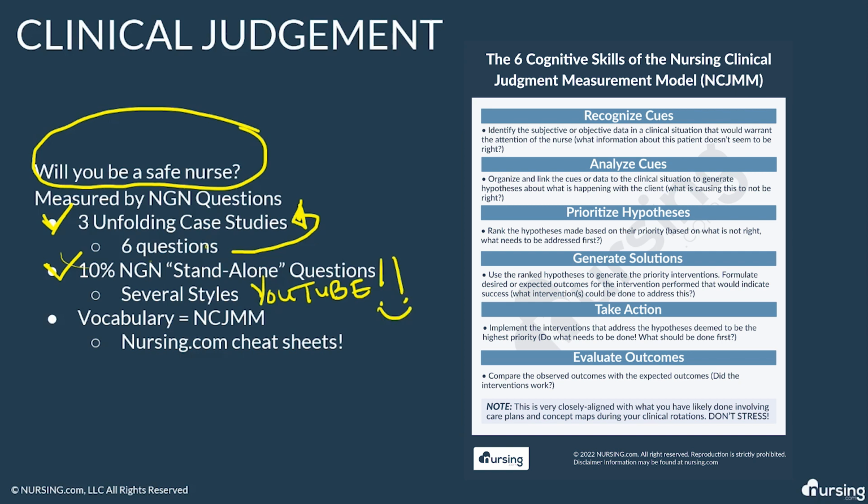Knowing how to decode this new vocabulary will get you a long way in understanding what the question is asking you. And nursing.com has some great cheat sheets to download, including this guy right here. All you have to do is search NCJMM, so the Nursing Clinical Judgment Measurement Model. And you can check out this guy. What is recognizing cues? What is analyzing cues? You can find all that information out, and it will help you decode.